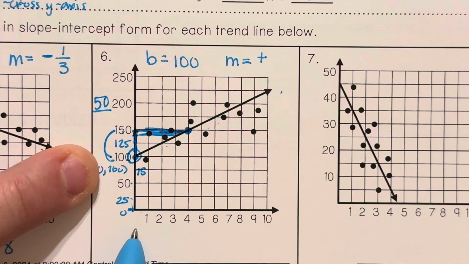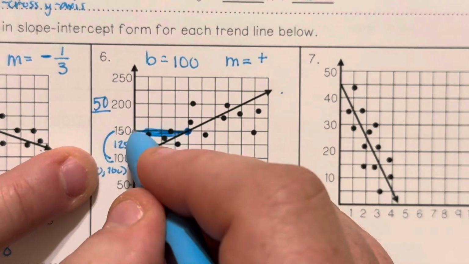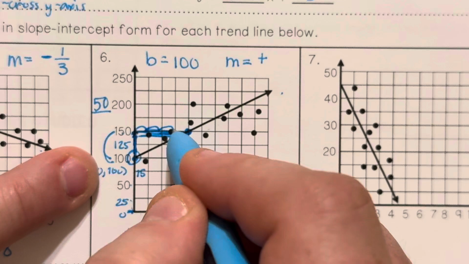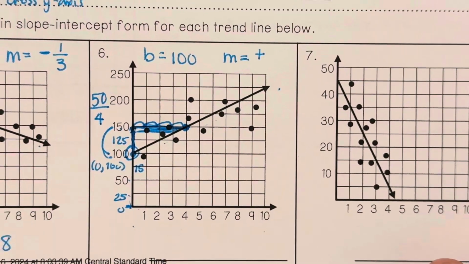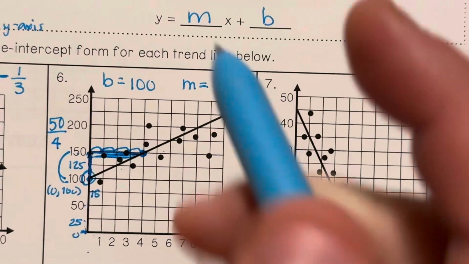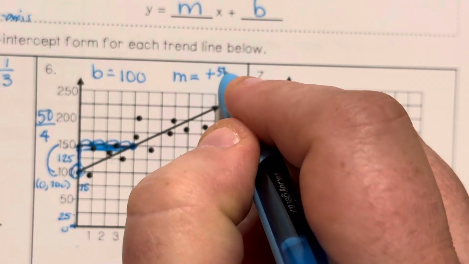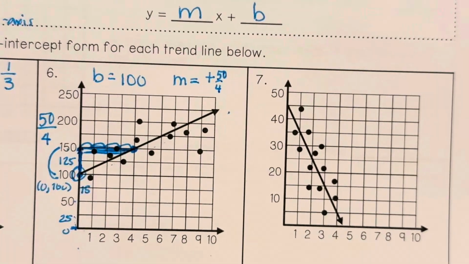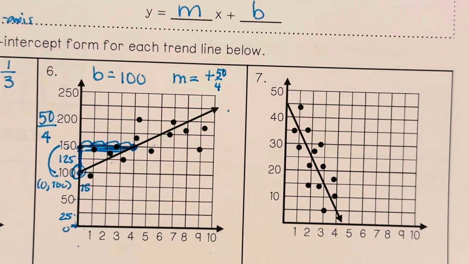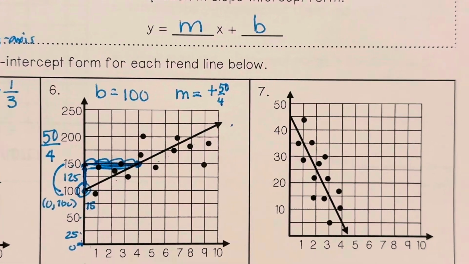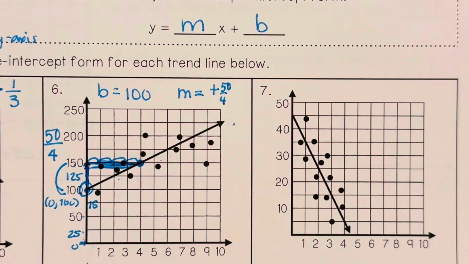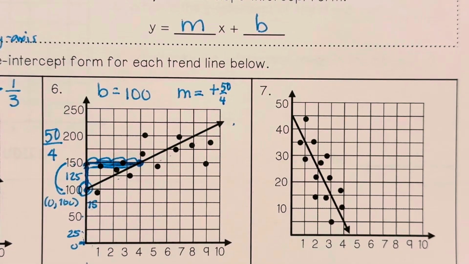Now, when I look on my run, my x-axis is counting by 1. So I'm okay to count each block by 1. So 1, 2, 3, 4. I have 50 over 4. Okay? So I'm going to come over here, and on my slope, I have 50 over 4. Now, you can actually put that in Desmos, okay? And when you put that in Desmos, it's going to give you a decimal number.